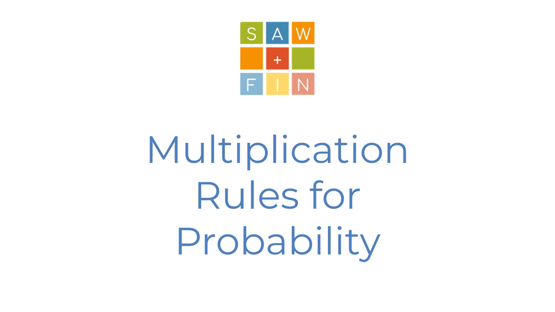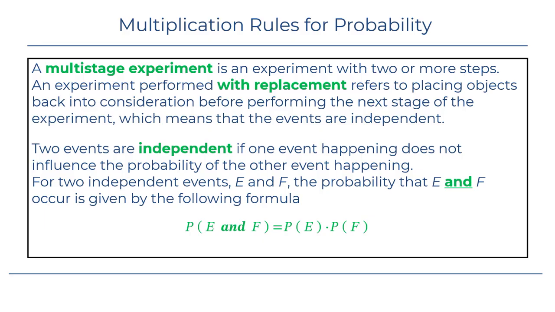Section 4.3, Multiplication Rules for Probability. We're going to jump right into multiplication rules for probability.